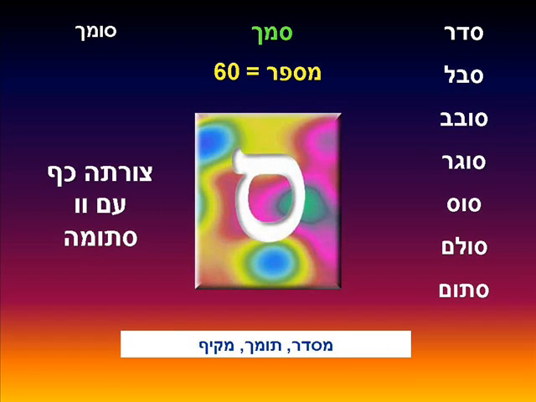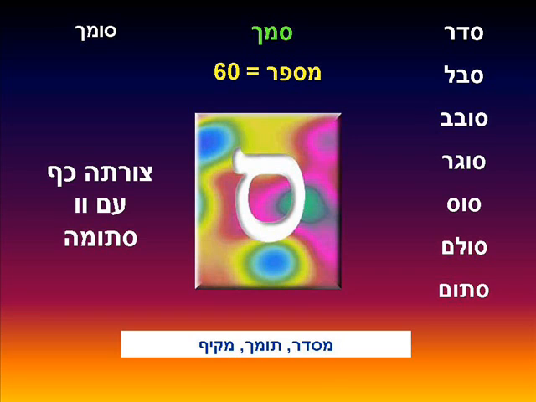Samach, this letter is completely enclosed. It is called Samach, number 60, from the word somech, to give support. Here are the ideas behind the Samach: mesaber, somech, mekif. It creates order, it gives support, and it surrounds. Just like the letter is surrounded, it's circled, it's enclosed.